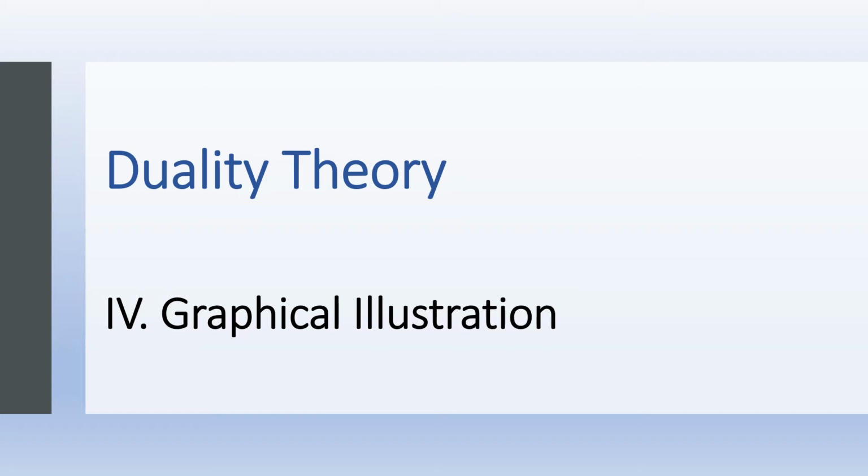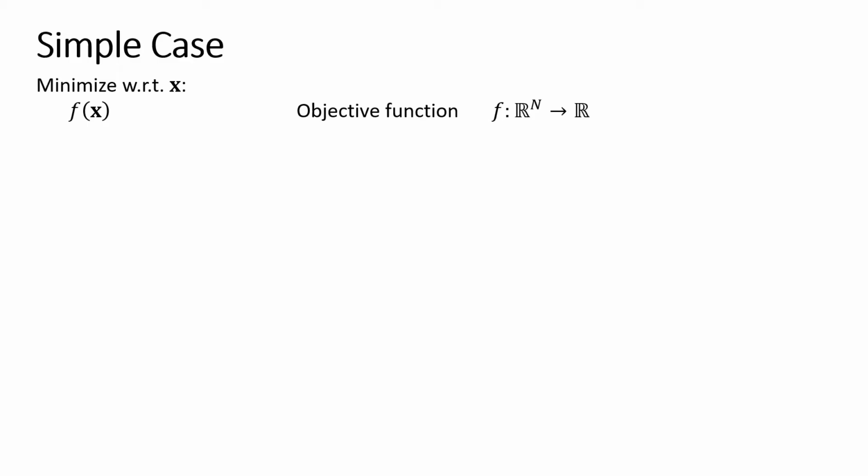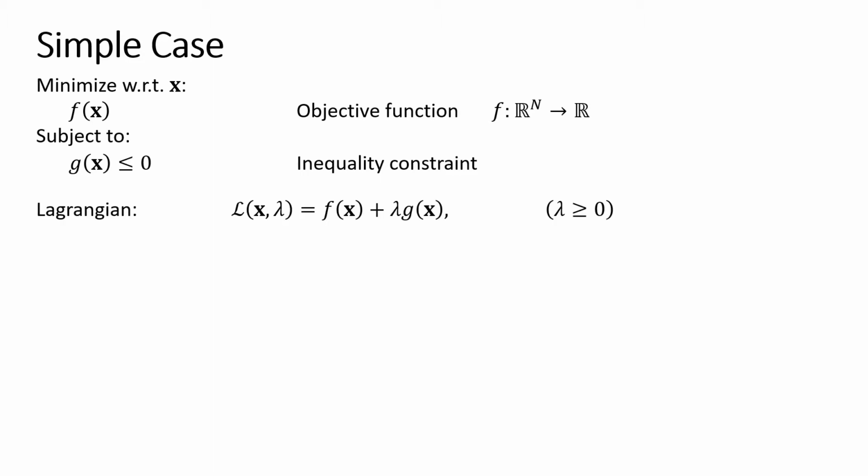To illustrate duality theory, we'll look at a simple graphical illustration. In this simple case, we have the objective function f of x, and we have just one inequality constraint, g of x less than or equal to 0. The Lagrangian is L(x, lambda), which is f(x) plus lambda times g(x), where lambda is a scalar that's greater than or equal to 0.